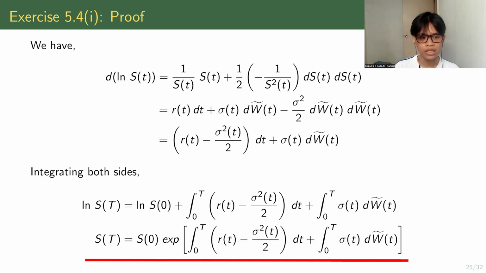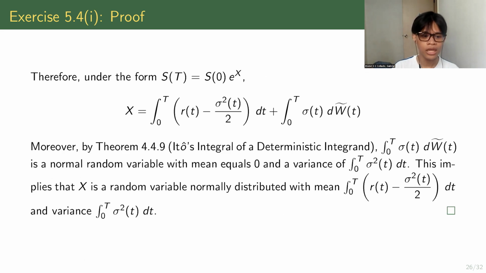Then by the exponential and logarithmic property, we get the value of the stock at time t in the form of S of 0 times e raised to X, where X is the integral of the risk-free interest rate r of t minus sigma squared of t divided by 2 from 0 to t plus the integral of the volatility function sigma of t multiplied by dW tilde of t from 0 to t.